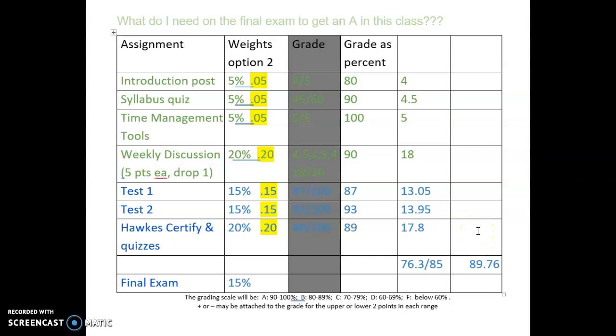But what do you need to get on the final to get an A? Let's look at this. I'm going to look at this on paper. So let's get out a piece of paper, and you probably already have a piece of paper, I hope, because you're taking notes, and calculate this.